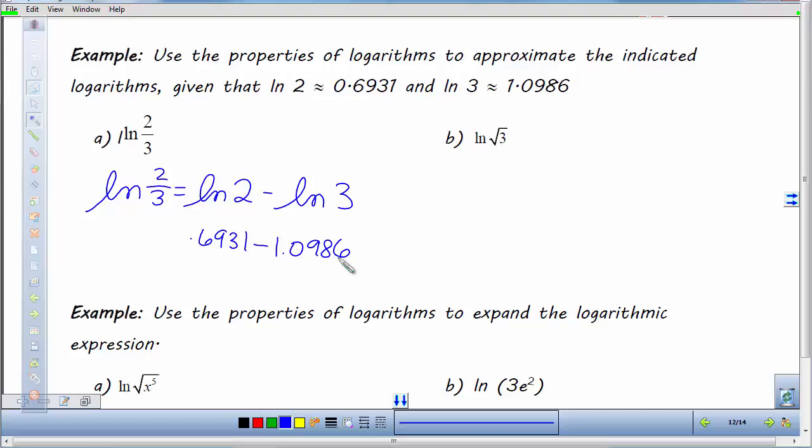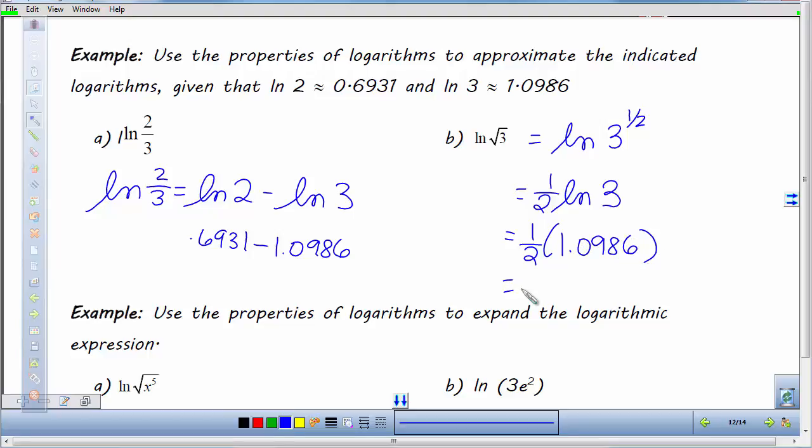All right. Okay, if I have natural log of the square root of 3, well, I could rewrite the square root of 3 as what? 3 to the 1/2. So we've got natural log of 3 to the 1/2, and if I use that rule for my powers, this becomes 1/2 times natural log of 3. Okay, and so they've given us an approximation for the natural log of 3. Whatever 1/2 of 1.0986 is, that's what we would get as our answer.